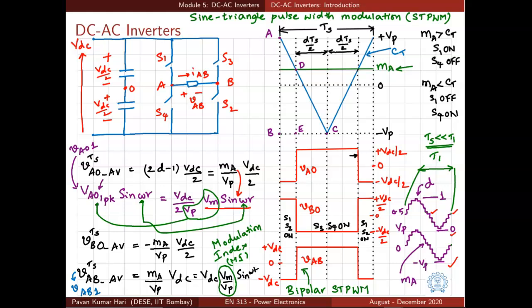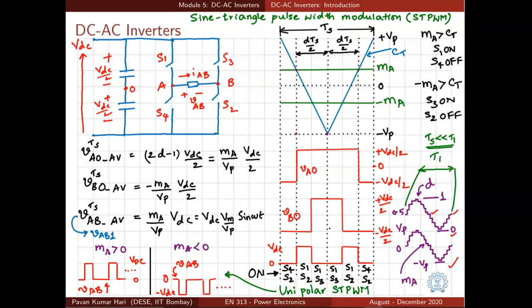What is the other method of switching? This is the other method of switching. Here, instead of one modulating signal, we have two. However, the second modulating signal is just the negative of the first. So, we have MA earlier, now we have minus MA.